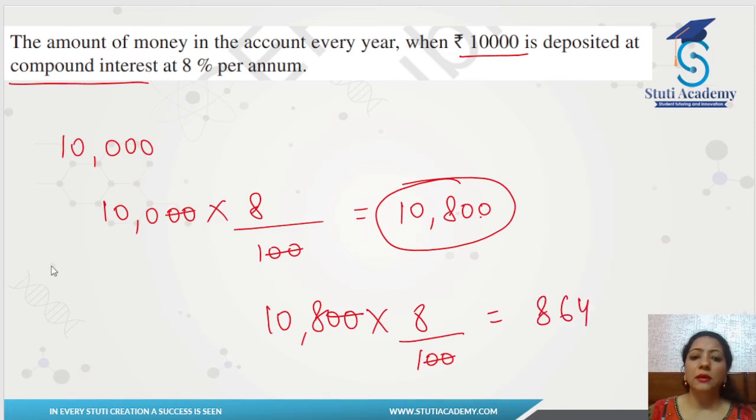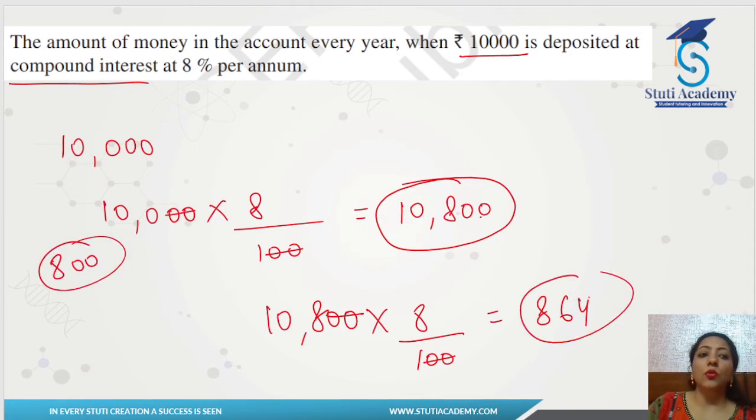So here we added 800 rupees. Here we are adding 864 rupees. So we don't have the common difference. We are adding different numbers every time. So this is not the case of arithmetic progression. So when we talk about compound interest, it's not the case of arithmetic progression.